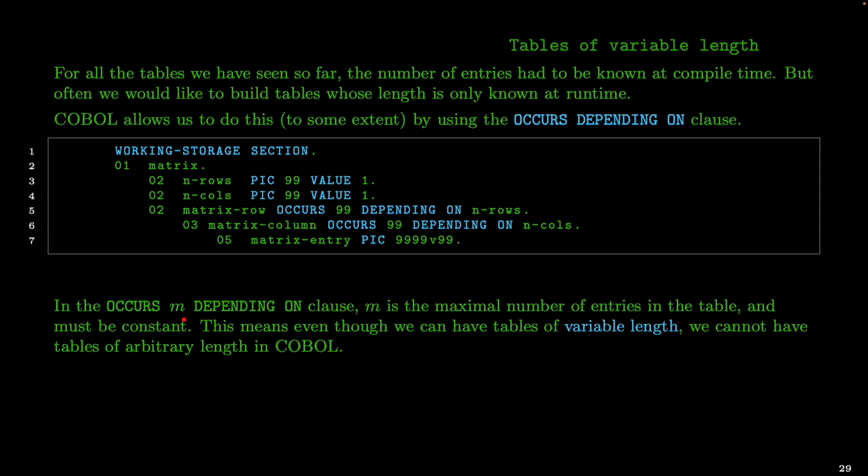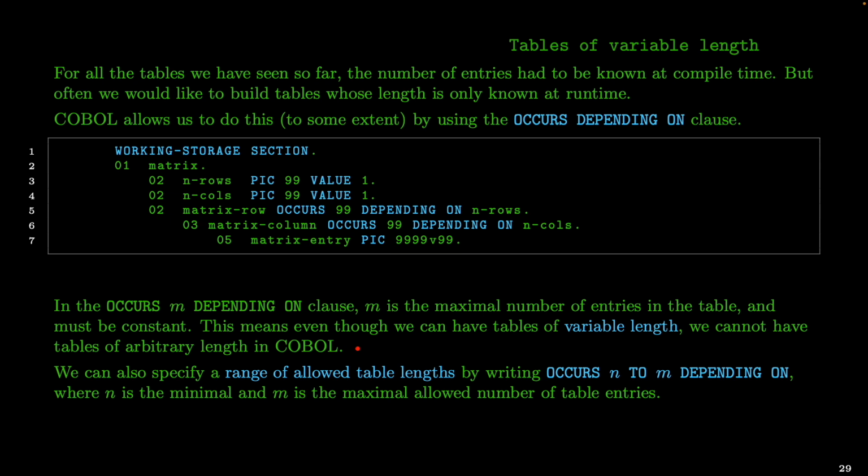If I write occurs m depending on something, then m is the maximum number of entries in the table. So it's the maximum number of rows that I could require for a matrix here. And this has to be a constant. So I cannot have a variable here and have a variable size for my table. So even if I can have tables of variable length, we cannot have tables of arbitrary length, because the maximal length has to be defined when the program is written.